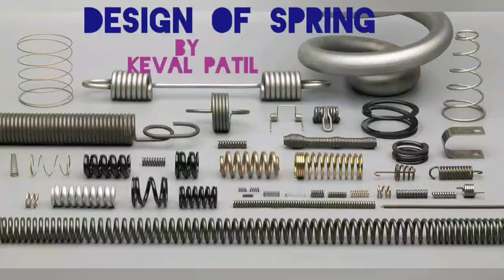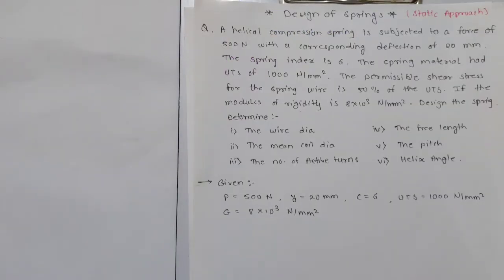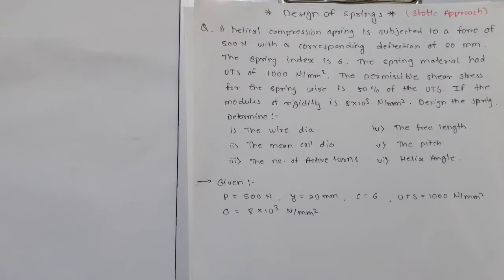There are two approaches, static and dynamic. Today we will see the static approach. There is a little difference between the static approach and the dynamic approach, which we have seen earlier. For the static approach we use the shear stress factor, and for the dynamic approach, that is fatigue loading, we use the Wahl factor. In the static approach you will have only one load and one deflection point, whereas in the dynamic approach we will have varying load.